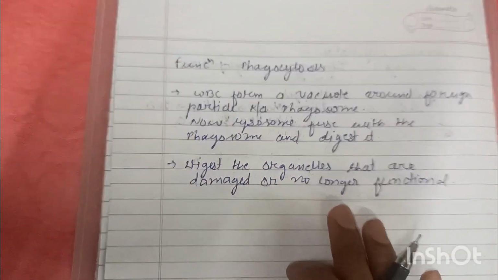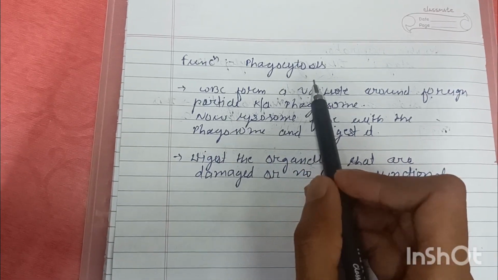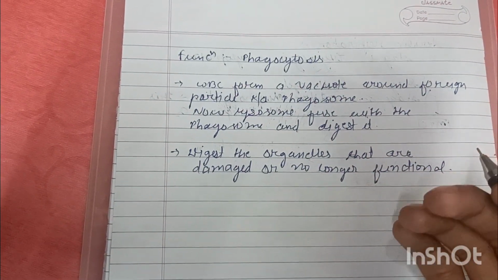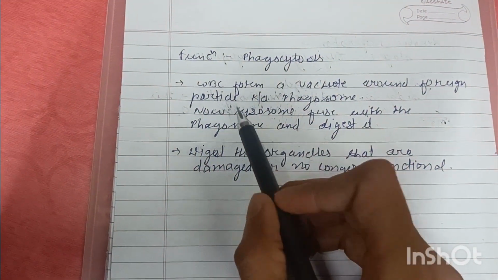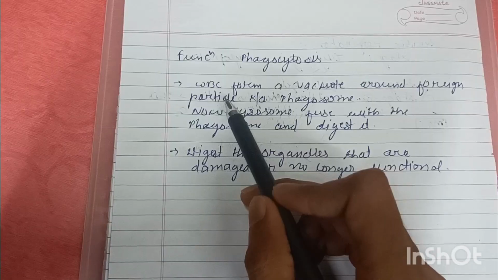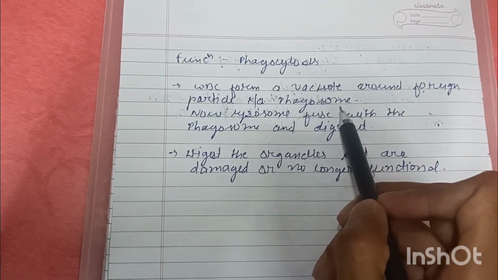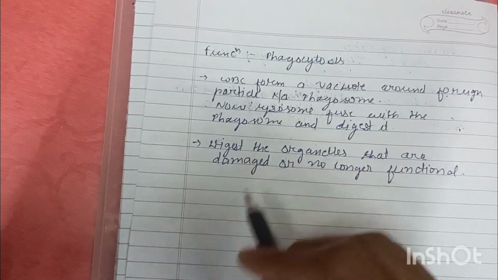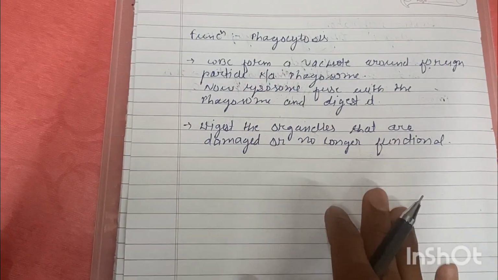Now let's come to the function of lysosome. First is phagocytosis. What is phagocytosis? Whenever any foreign particles like bacteria enter our body, then our body takes certain actions. Like WBC, which is a white blood cell, forms a vacuole around the foreign particles, which is known as a phagosome, and then lysosome fuses with the phagosome and digests that particular foreign particle or bacteria, whatever it is.